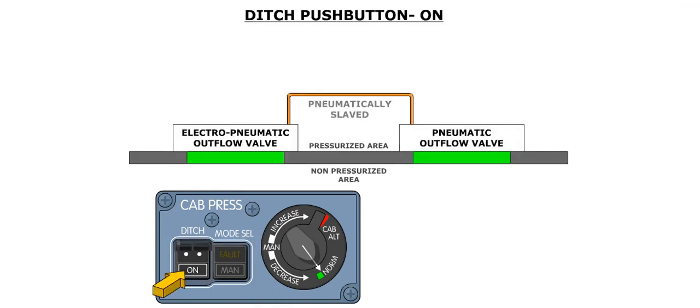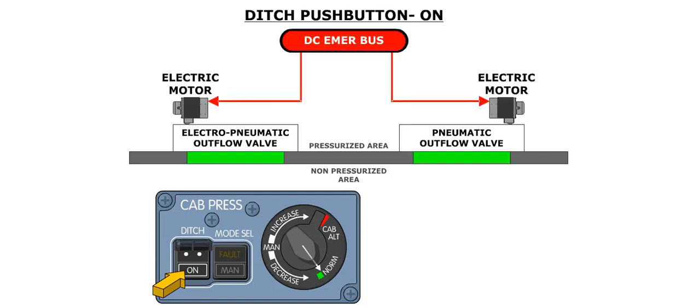The guarded ditch push button is used to prevent water from entering the fuselage in the event the aircraft is ditched. Pressing this push button forces both outflow valves to the fully closed position, regardless of the mode selection push button selection. When pressed in, the white on caption illuminates in the push button. In the ditch mode, 2 electric motors maintain both outflow valves in the closed position. There is 1 motor for each outflow valve. Both motors are powered by the DC emergency bus.